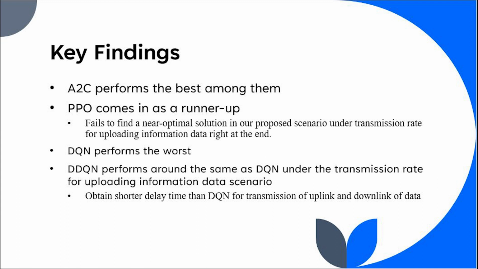Next, the Deep Q Network Algorithm performs the worst of the algorithms due to its inability to handle complex environments when the state and action space are enormous, and it also gives the worst delay for transmission of uplink and downlink of data. Lastly, the Dueling Deep Q Network Algorithm performs around the same as the Deep Q Network Algorithm under the transmission rate for uploading information data scenario, and it obtains shorter delay time than the Deep Q Network Algorithm for transmission of uplink and downlink of data.